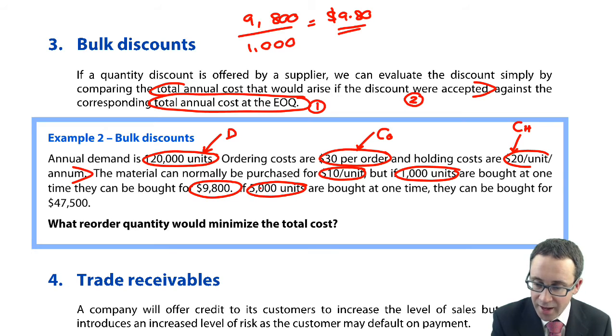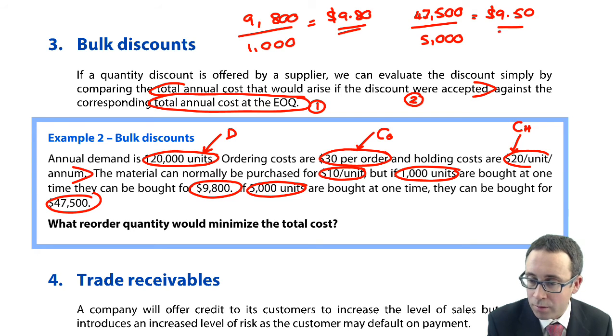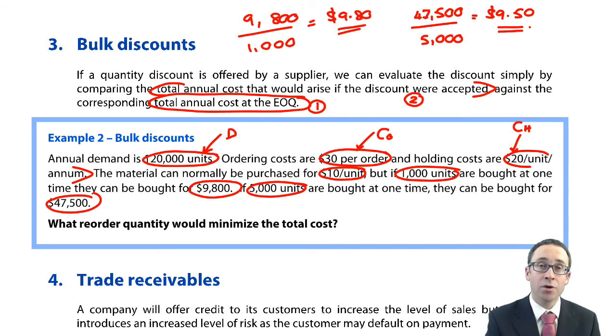If you were to buy 5,000 units, they can be bought for $47,500. So 47,500 divided by 5,000, does that give me $9.50? So if I buy even more, then I get a bigger discount. But don't forget that by buying more, that's going to have an impact on your holding costs, isn't it? Because you're going to have more goods that need to be held for longer. So you need to balance that up.